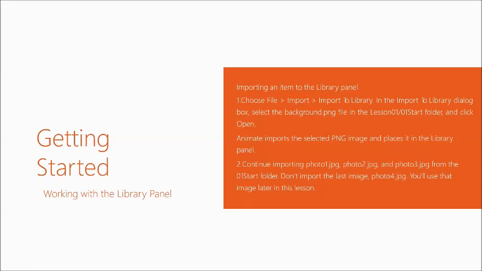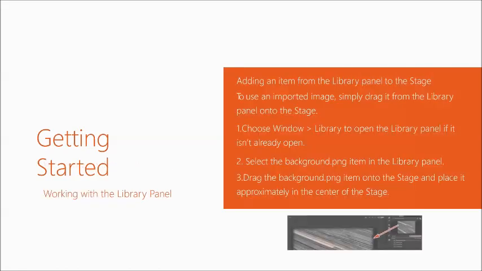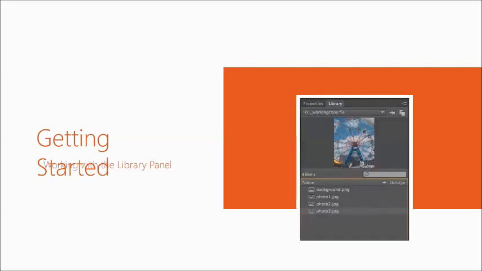In the Import to Library dialog box, select the background.png file in the Lesson 01 Start folder and click Open. Animate imports the selected PNG image and places it in the Library panel. Continue importing photo1.jpg, photo2.jpg, and so forth from the Start folder. Don't import the last image. You'll use that image later in this lesson. Okay, so that's it.